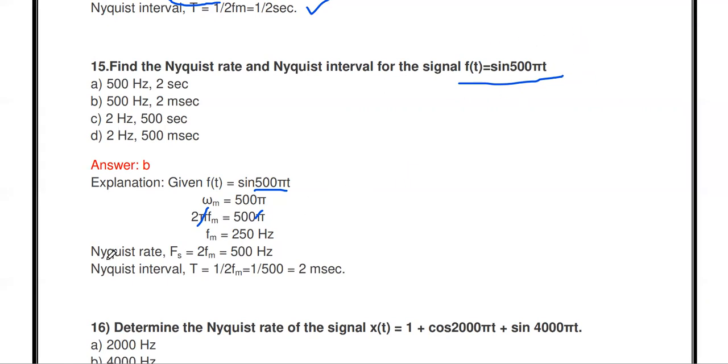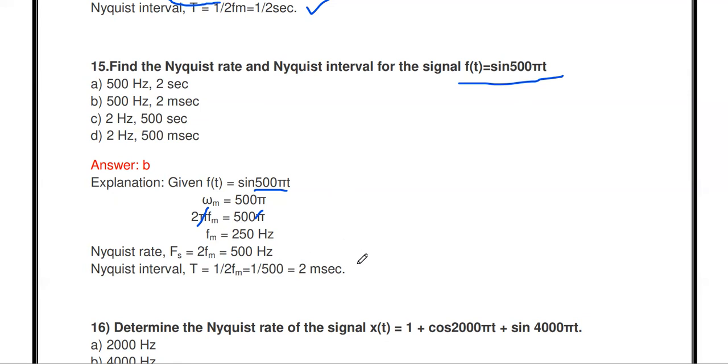Therefore, what is the formula for the Nyquist rate? The Nyquist rate is nothing but the minimum sampling rate. So Fs is equal to 2 into Fm, so 2 into 250 is 500 hertz. Then the Nyquist interval is 1 divided by this Fs value, so 1 by 500.